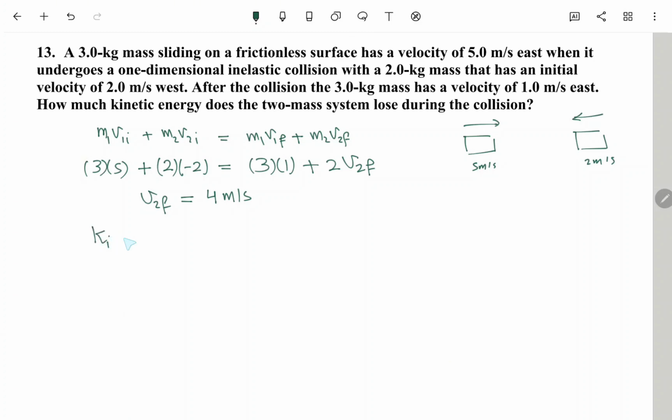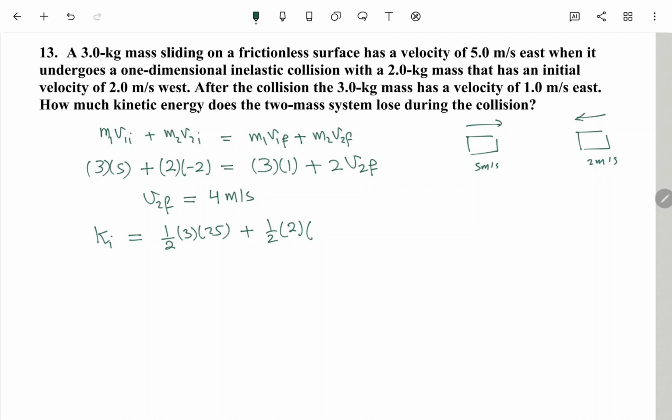The initial kinetic energy is equal to half m for the first one, which is 3, and v squared, which is 5 squared, so 25, plus half m for the second object, which is 2, times the speed for the second object, 2 squared, which is 4. In this case, you will find the initial kinetic energy is equal to 41.5 joules.